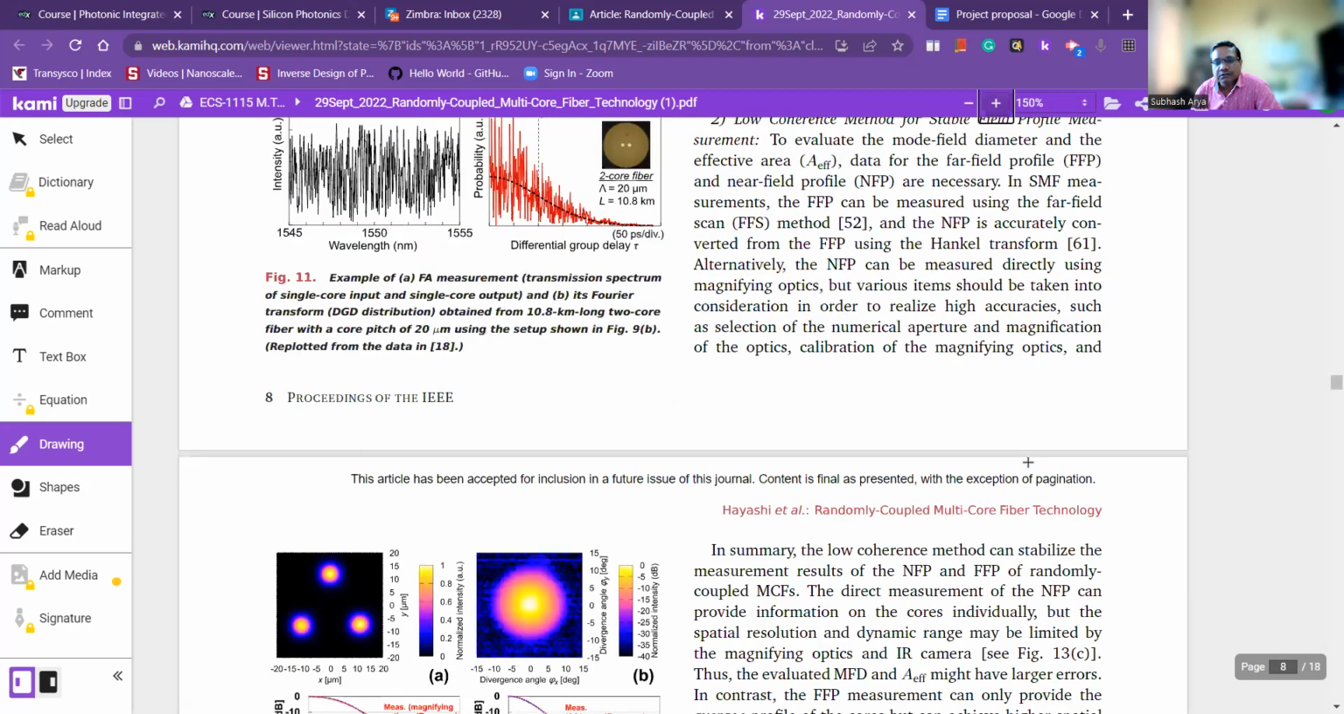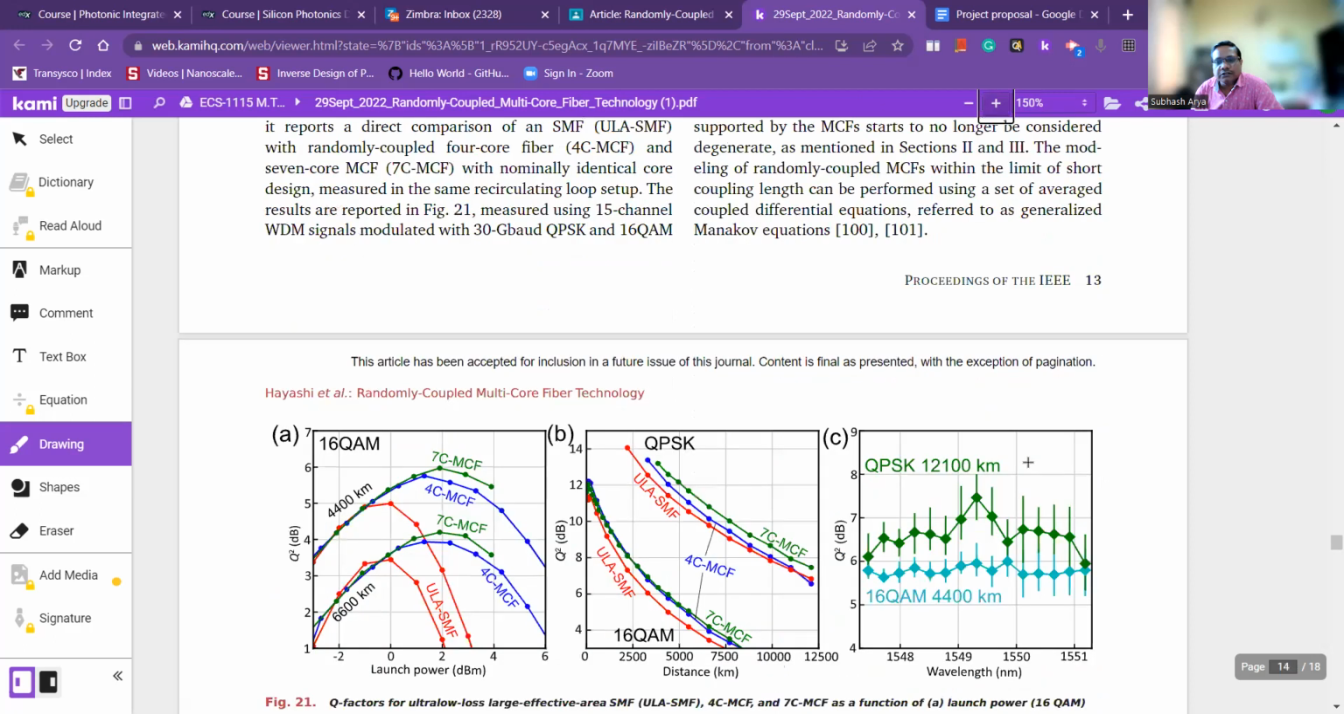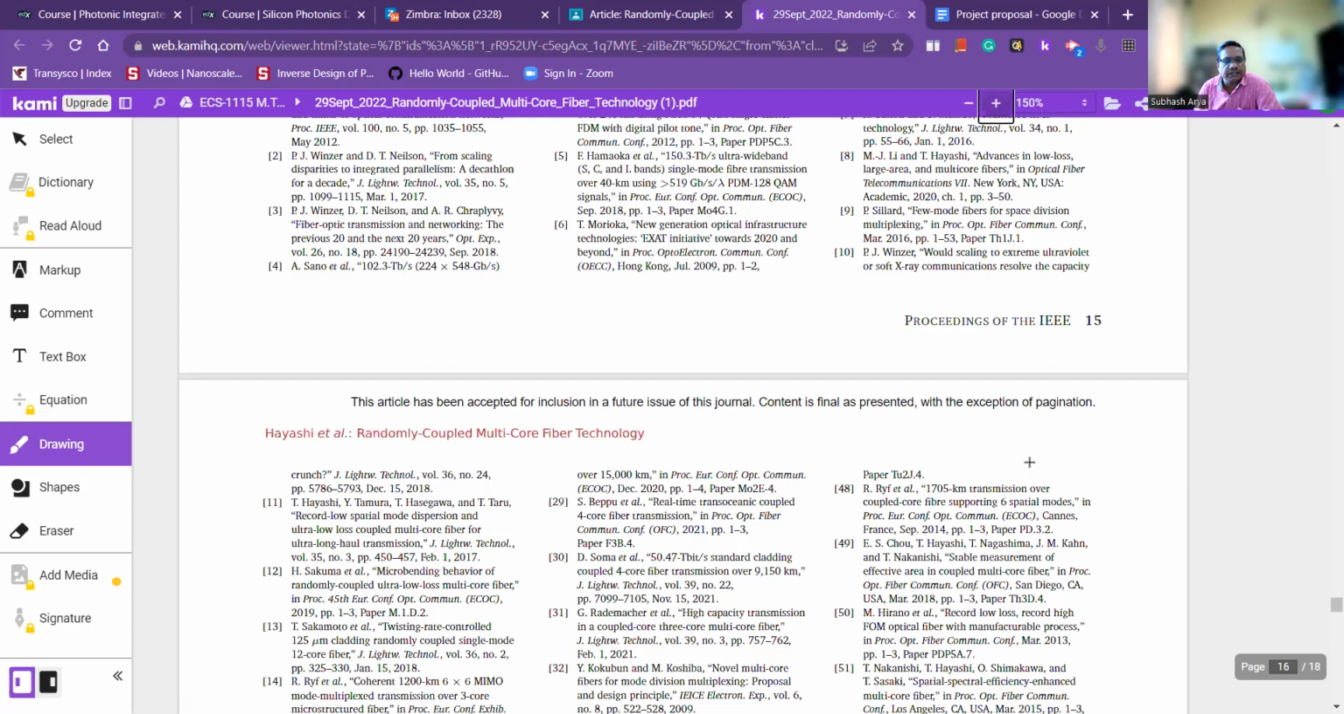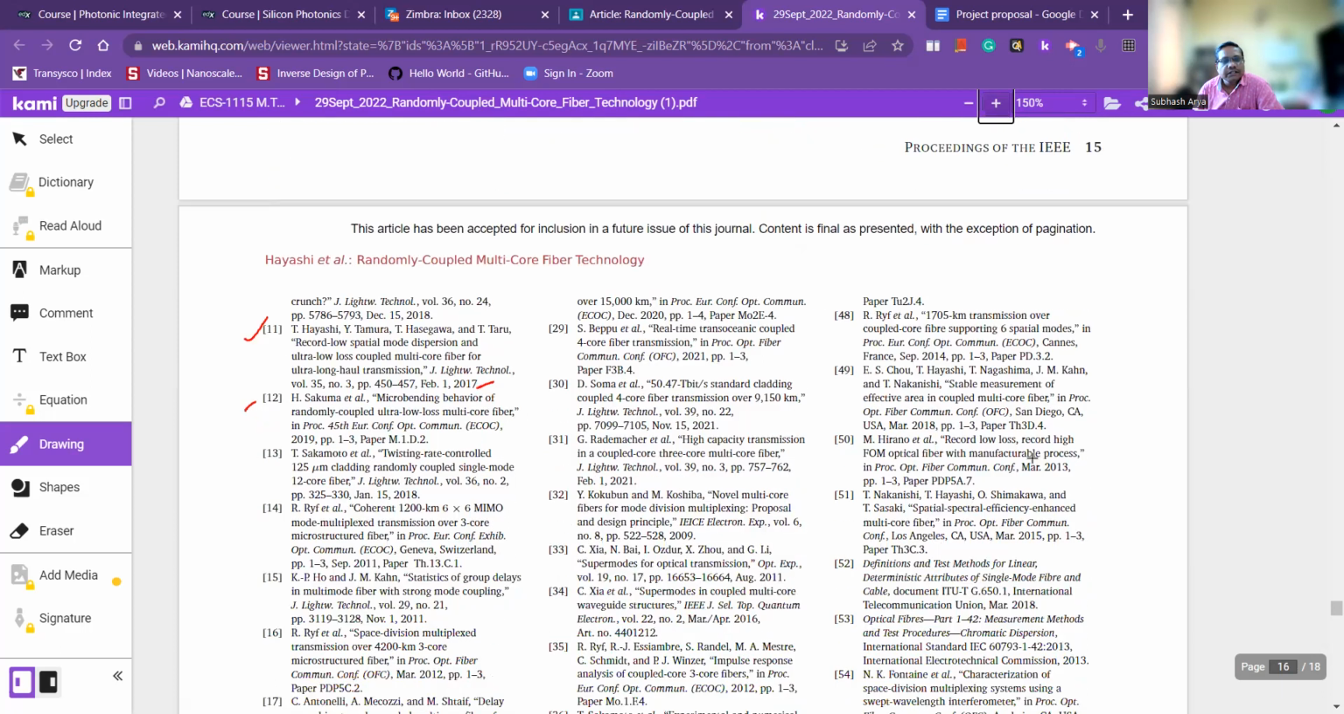Reference 11, 12, 13, because that paper is the first paper which is from the core theme. This paper is lengthy, so let us see. 11 is here: T Hayashi, and the title is Record Low Spatial Mode Dispersion and Ultra Low Loss Coupled Multi-Core Fiber for Ultra Long Haul Transmission, 2017. Number 12 is Micro bending behavior of randomly coupled ultra low loss multi-core fiber, and 13 is T Sakamoto et al., Twisting rate controlled 125 micrometer cladding randomly coupled single mode 12 core fibers, published in 2018. So these are the three articles which are on randomly coupled fibers.